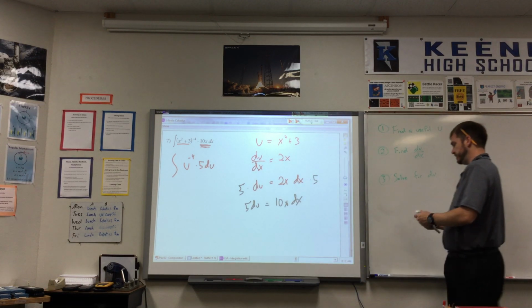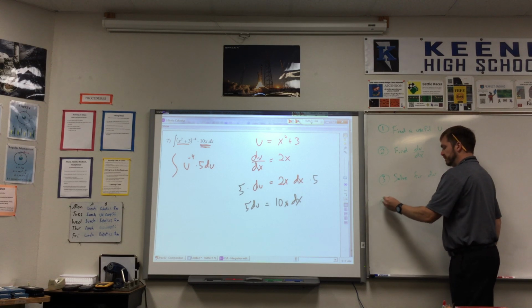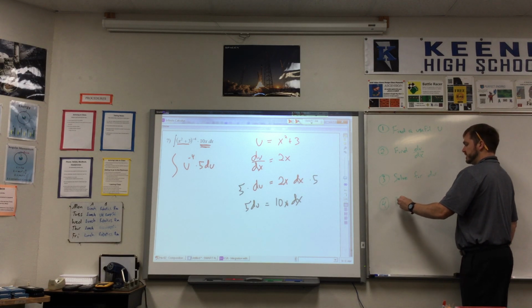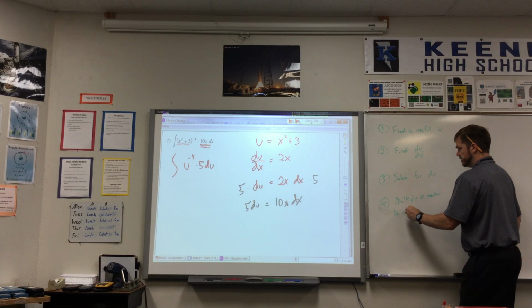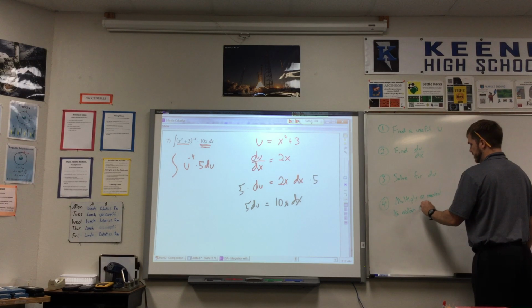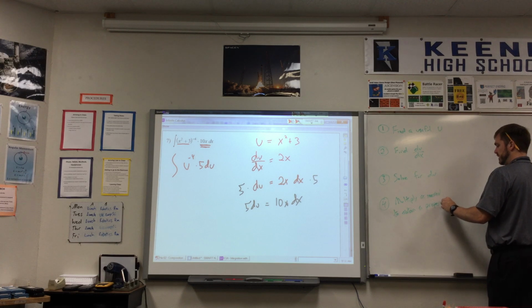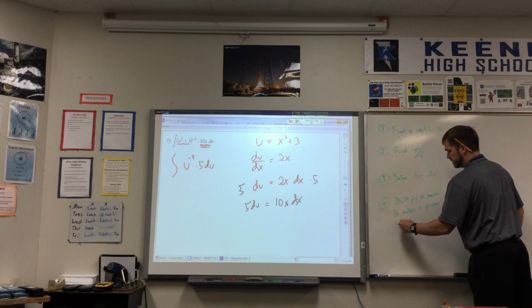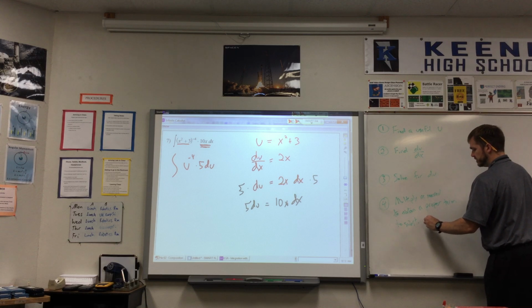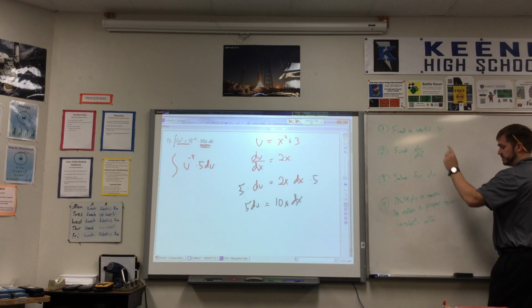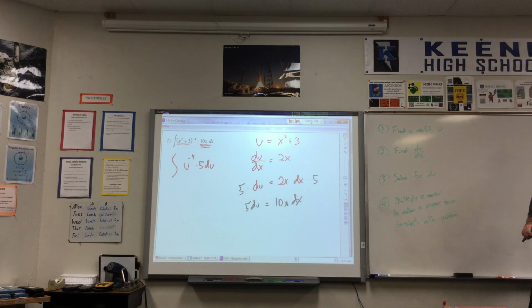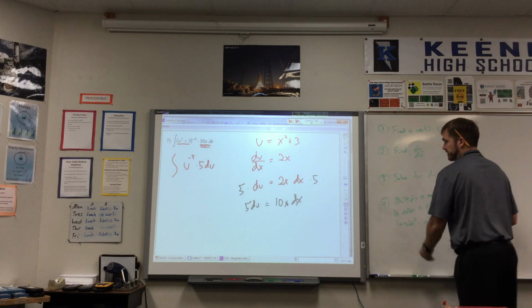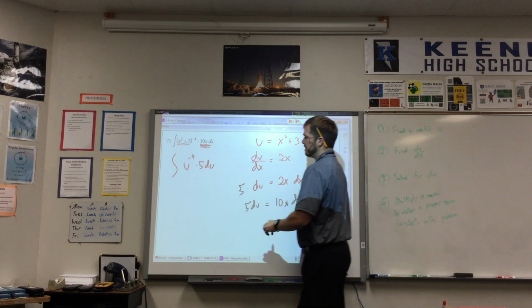So maybe I should add another step here. Step number 4, multiply as needed to obtain a proper term to substitute into the problem. Because we need everything to be accounted for. We need to convert absolutely every single one of those terms as needed.